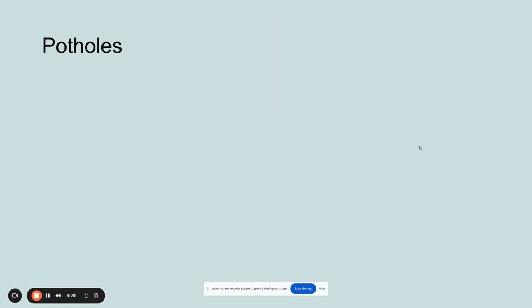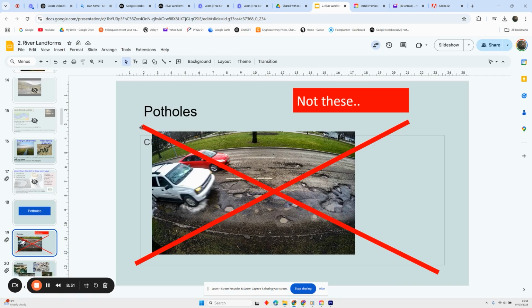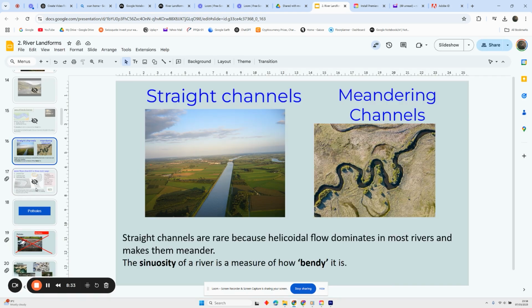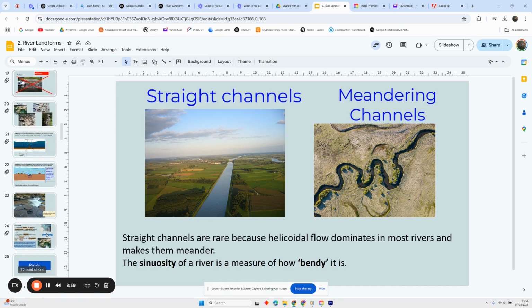Spiraling. Yeah, like a corkscrew. Slide 16 gives you a good visual of this. So is this swirling motion what pushes the river to erode one bank and deposit sediment on the other, creating those bends? That's exactly it.